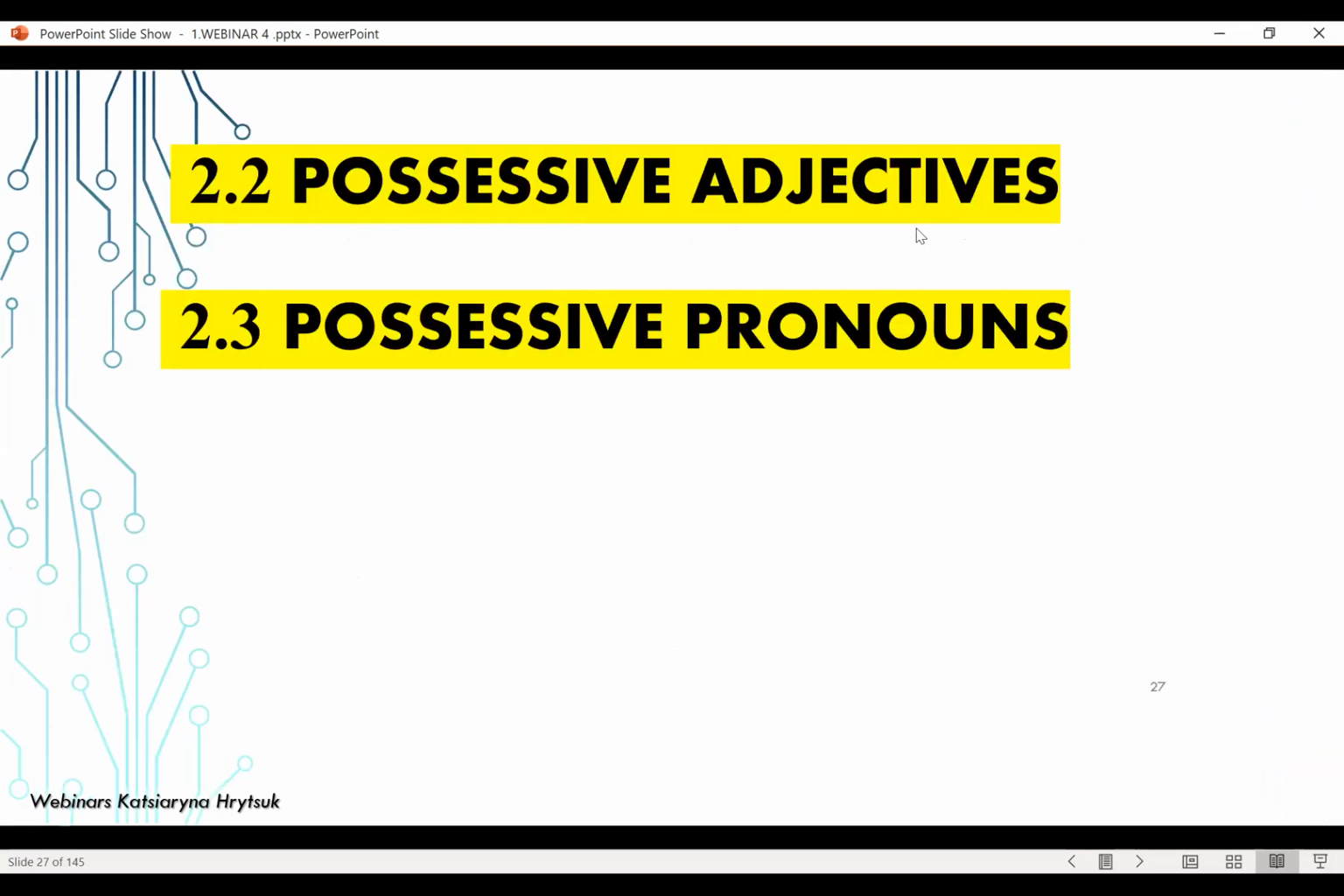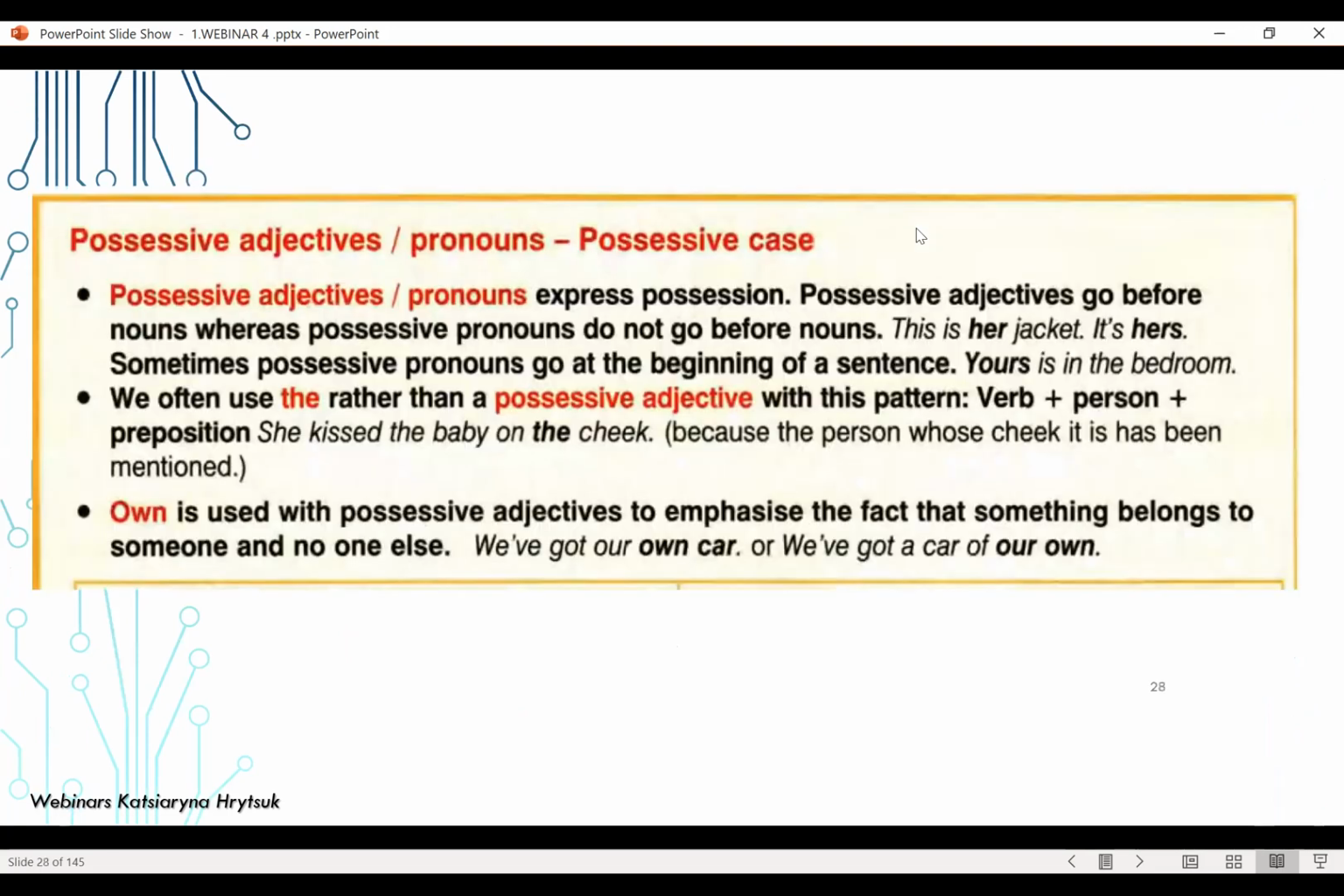And now we move to the second one, possessive adjectives and possessive pronouns. This is one of the biggest groups which we need to talk about. So possessive adjectives and pronouns, they express possession. Something belongs to someone. Possessive adjectives go before nouns, whereas possessive pronouns don't go before nouns. This is her jacket. It's hers.